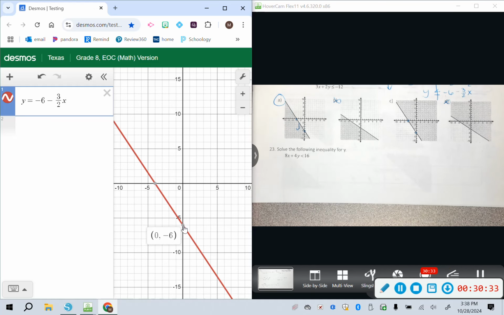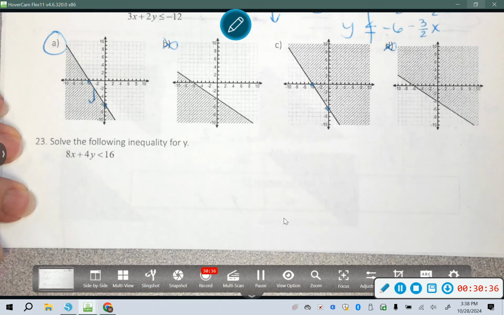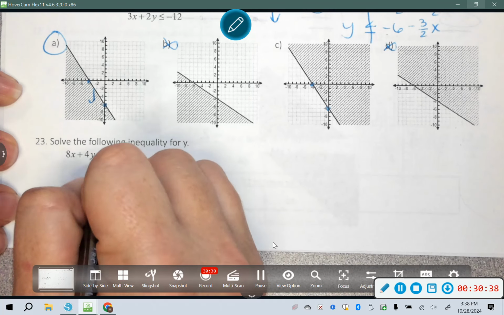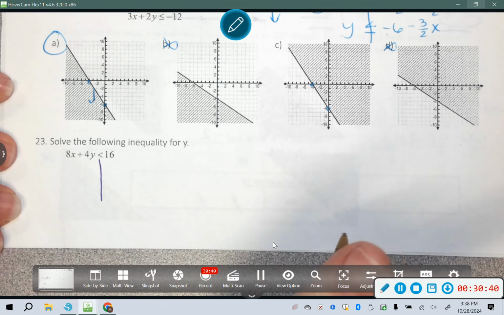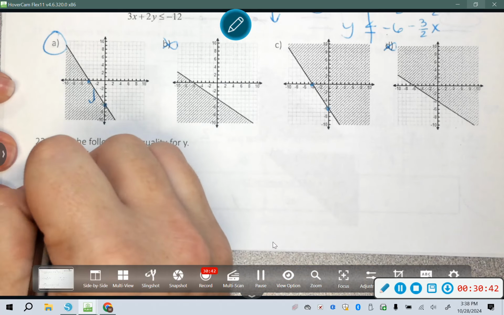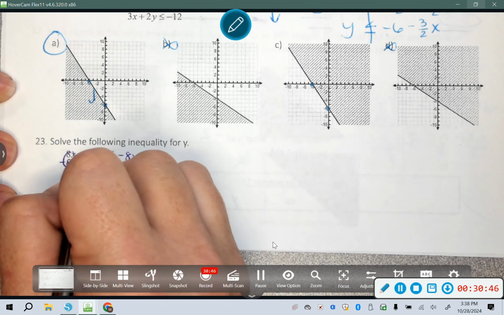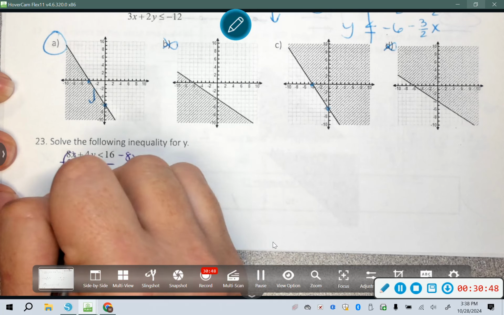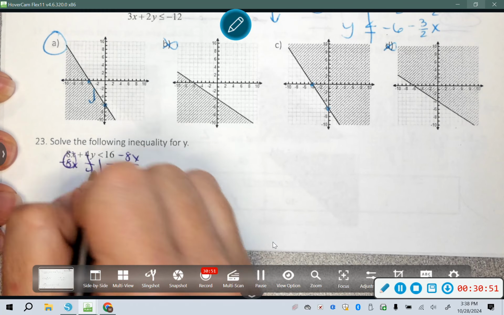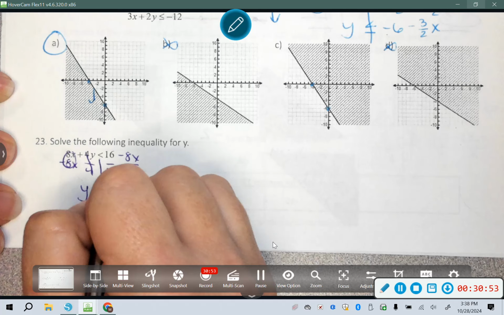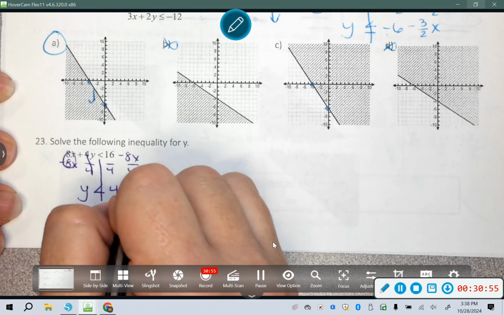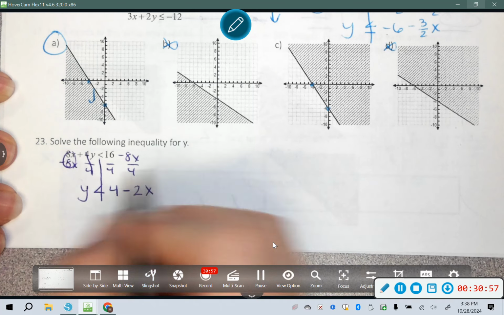Okay, last but not least, solving for y again. It's nothing we can get too much practice for, so remember, move my x, divide by what's in front of y. So minus 8x minus 8x, and I divide everything by 4. So I get y is less than 4 minus 8 divided by 4 is 2x.